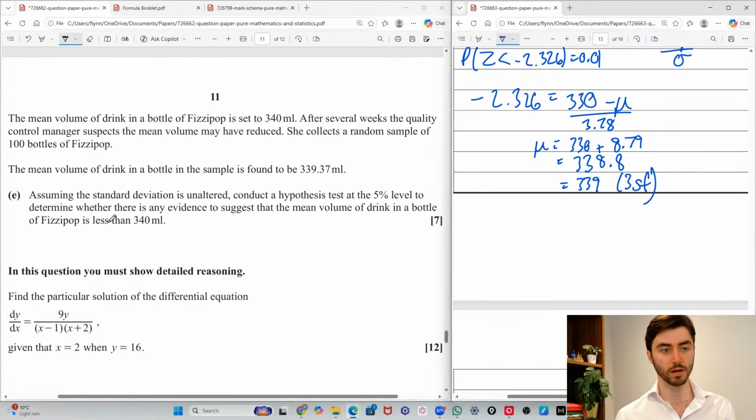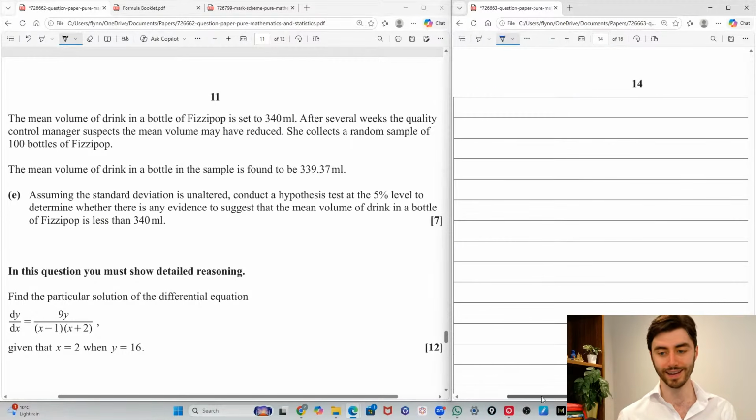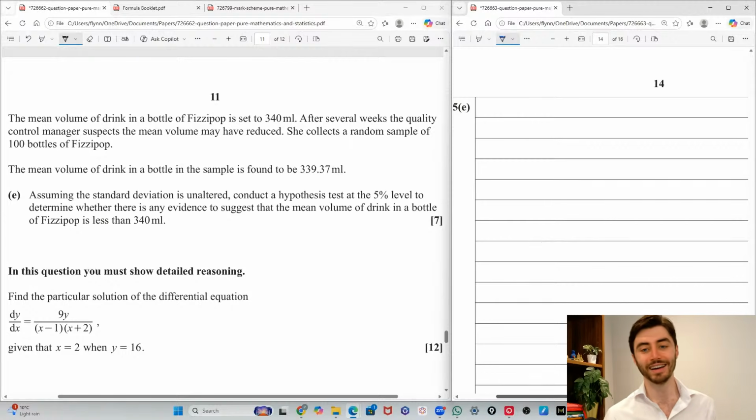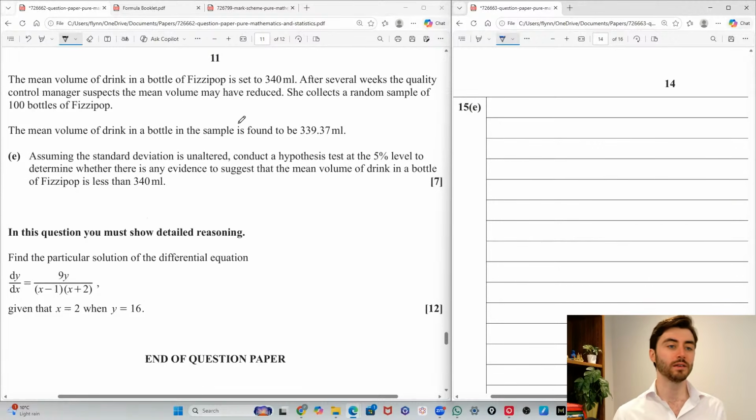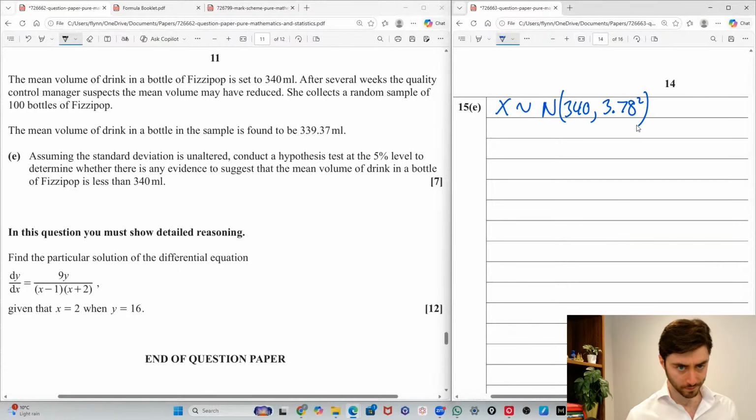Oh, we're still not done. E, the mean volume of drink is set to be 340. After several weeks, the quality control manager suspects it may have been reduced. So, okay, I'm going to say X is distributed normally with a mean of 340. And we're going to keep the same standard deviation of 3.78.